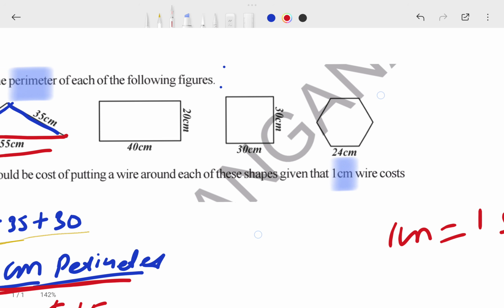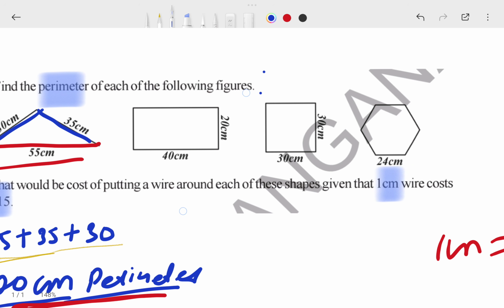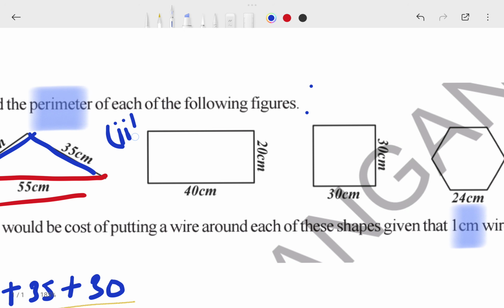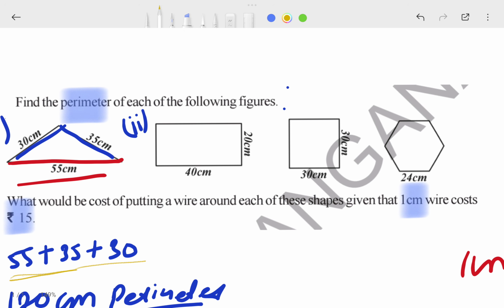So let's talk about the second question. Let's suppose this is our second question. Okay? So in this question, what will happen? If it is 40 centimeter, then this will also be 40 centimeter. Simple. Okay, now if this is 40, the opposite to this is also the same size.